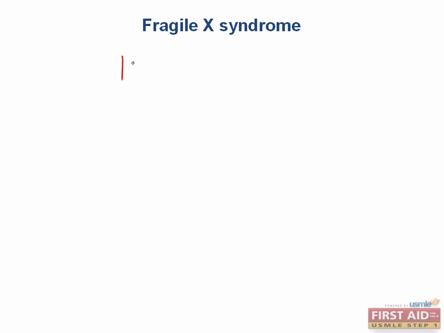Fragile X syndrome occurs in about 1 in 4,000 people and is a trinucleotide repeat disorder of CGG trinucleotides in the gene FMR1. This gene is on chromosome X and stands for Fragile X mental retardation 1. The product of this gene plays a role in brain development.